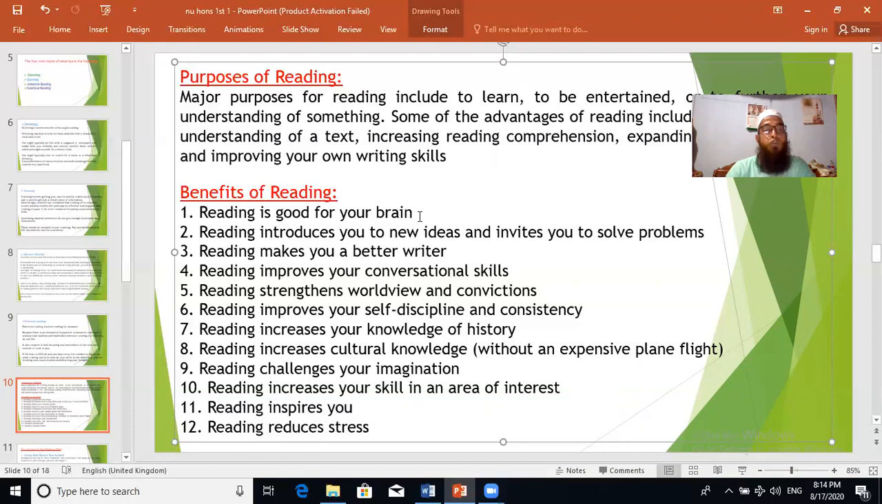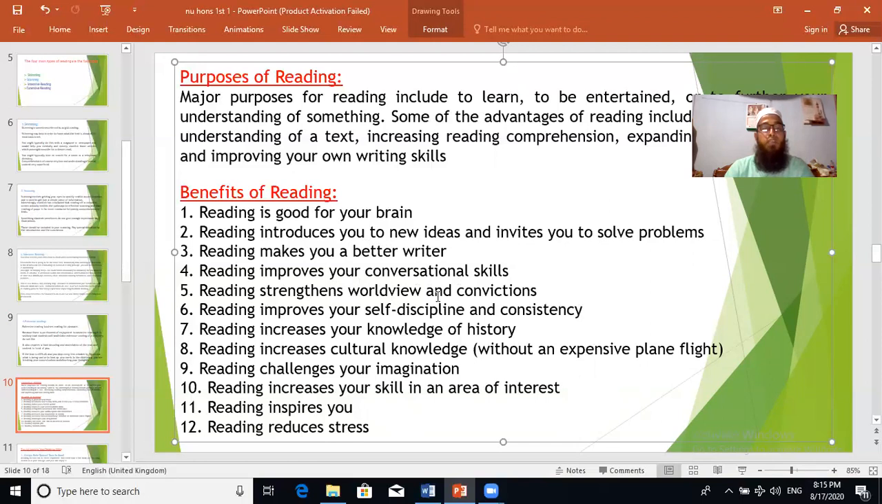So reading is good for your brain. Reading introduces you to new ideas and invites you to solve problems. Reading makes you a better writer. You see, if you want to be a good writer, you have to be a good reader also. Reading improves your conversational skills. If you want to speak well, if you want to be a good orator, I mean a speaker, you should have the reading habits also. Reading improves your conversational skills, speaking skills.